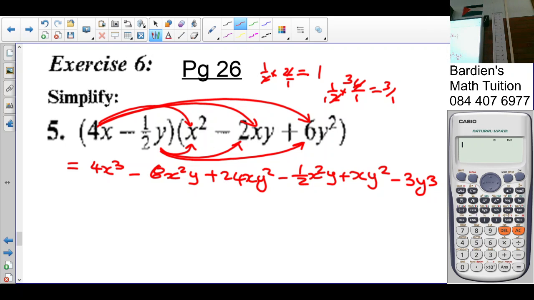So what do we do now? We add like terms. So negative 8x squared y is a like term to negative a half x squared y. 24xy squared is a like term to xy squared. Okay. So the first term is going to be 4x cubed. What is negative 8x squared y minus a half x squared y? Are the signs the same? Yes, so I must add them. So it's going to be negative 8 and a half x squared y. Okay?